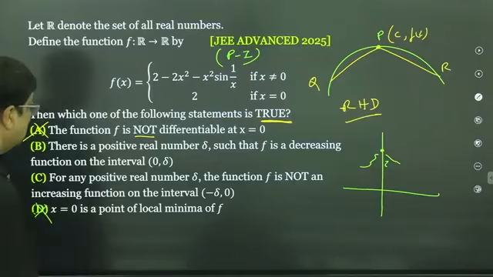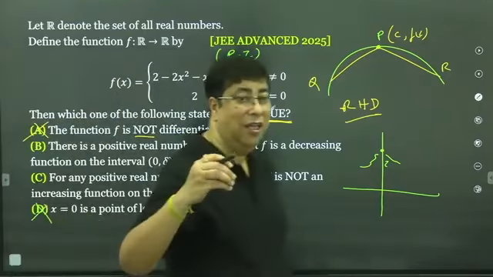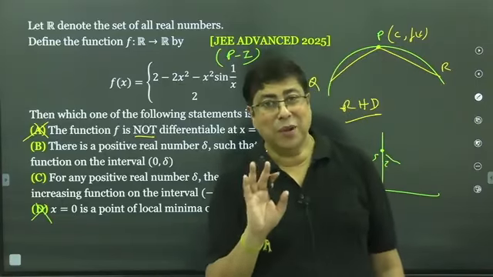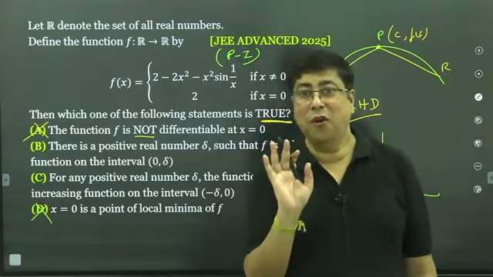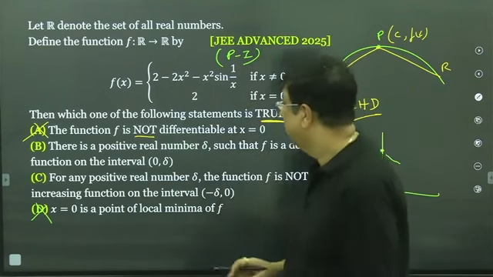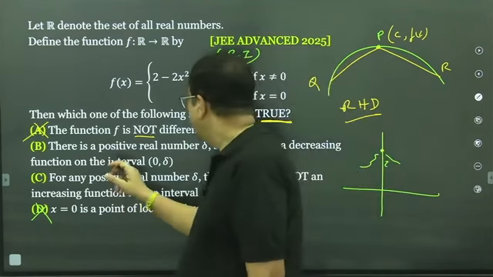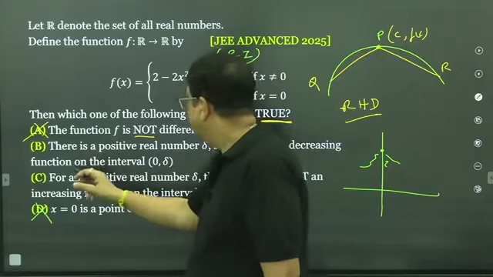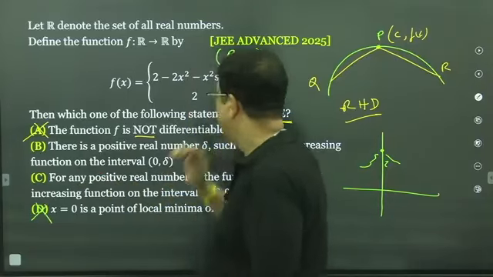Now the reason there is a problem is options B and C. But everybody remember one thing, it needs profound knowledge only. It's not any controversial question. Okay, so let's see this. For B, it has been given, there is a positive real number delta such that f(x) is a decreasing function on the interval 0 to delta.